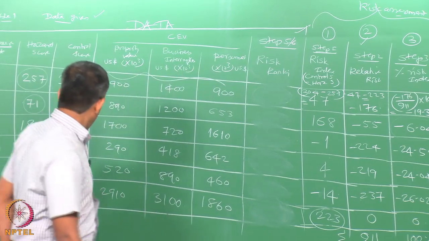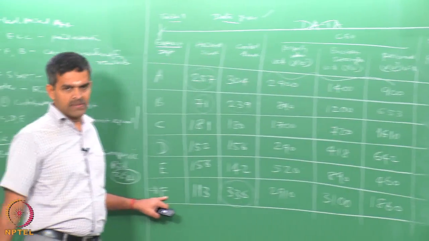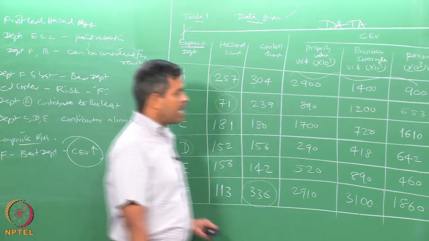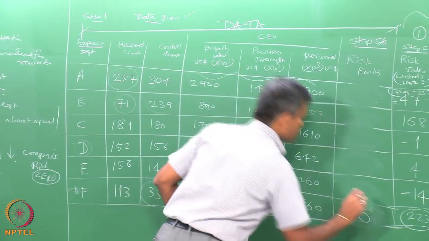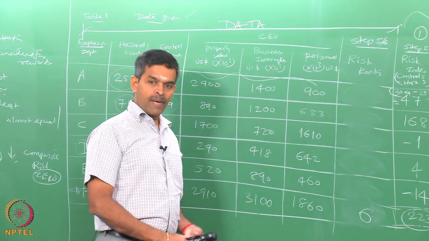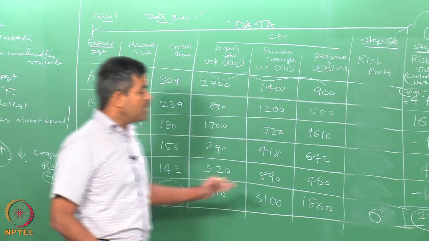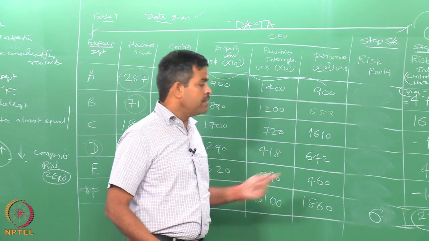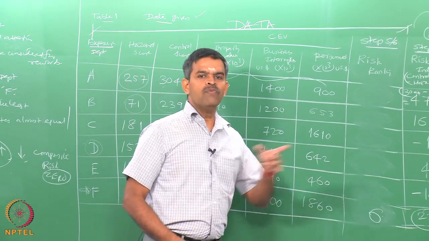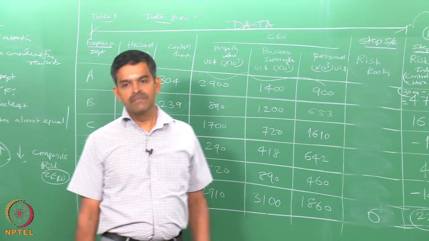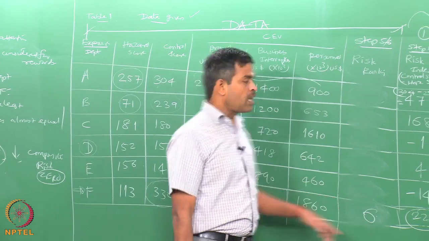Obviously, the department which has the base reference, the best, should rank the least. It is the best in terms of protection and control. It is the least in terms of indicating, influencing risk for the whole plant. So, it is the lowest rank. Why 6? There are only 6 departments.